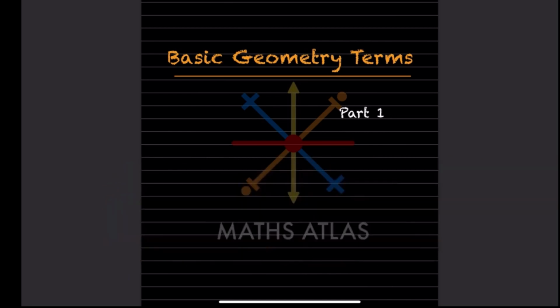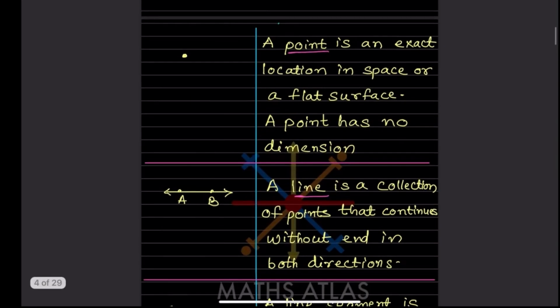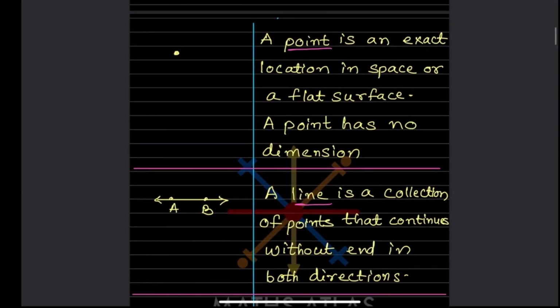So today we are going to do part 1 of the basic geometry terms. So now let us see some terms. All of you know this very common one, that this is a point. So what is actually a point? It is an exact location in space or on any flat surface, and the point has no dimension.